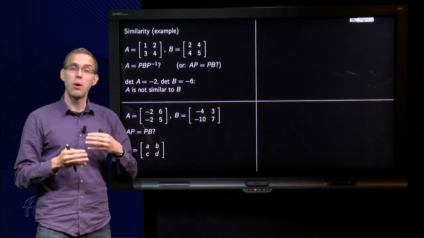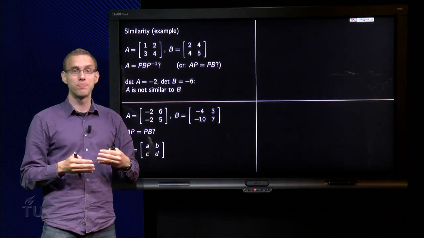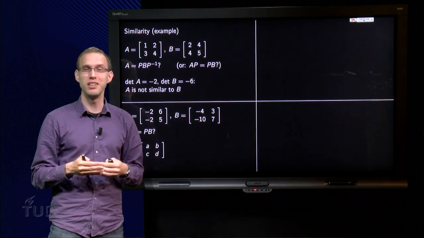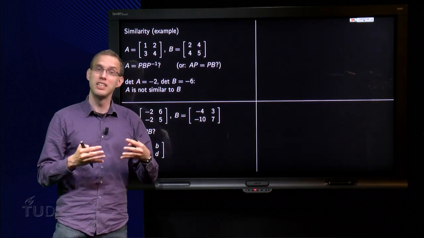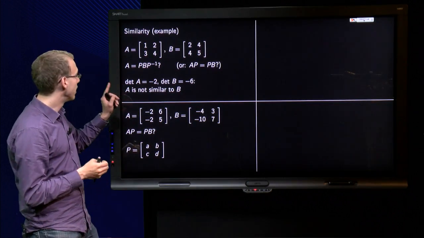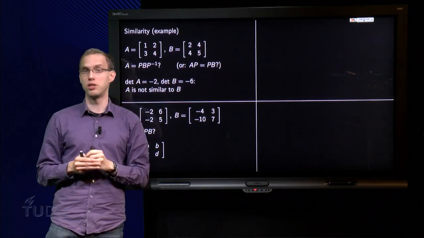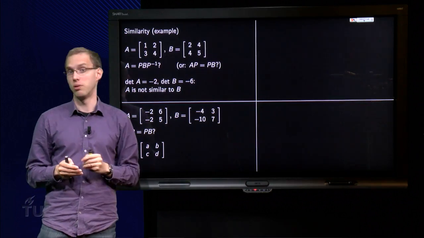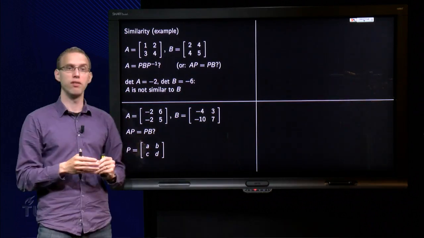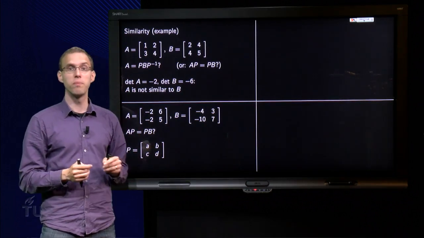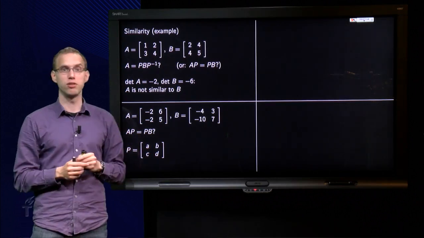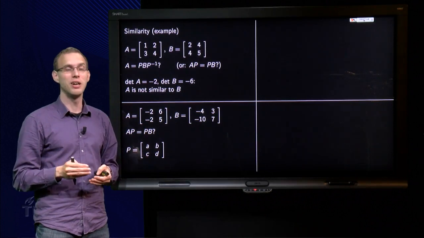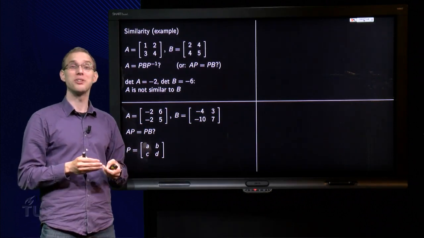Well, one way to do this, which you can do for 2 by 2 matrices, and you will see why it's not so convenient for larger matrices as well, is to try to find a P such that A times P equals P times B. So you want to find a P, a matrix with entries a, b, c, d over here, which is invertible, such that AP equals PB. So how are we going to find it? Are we going to just try? Well, I don't think that's a good idea.